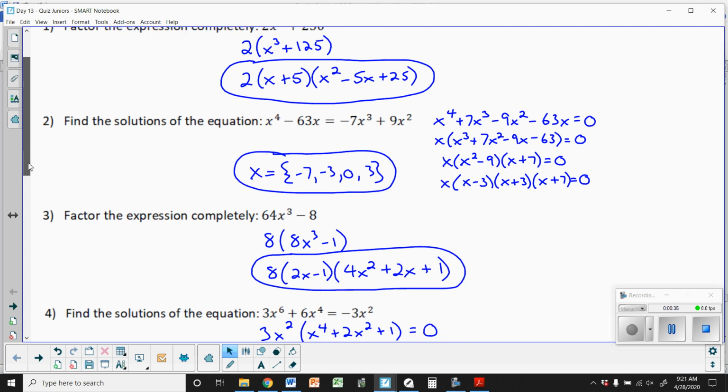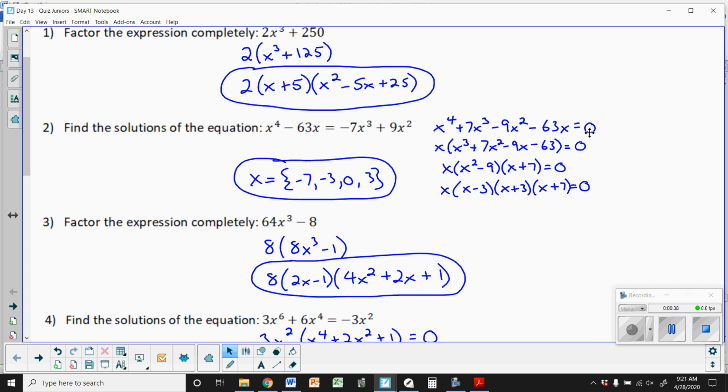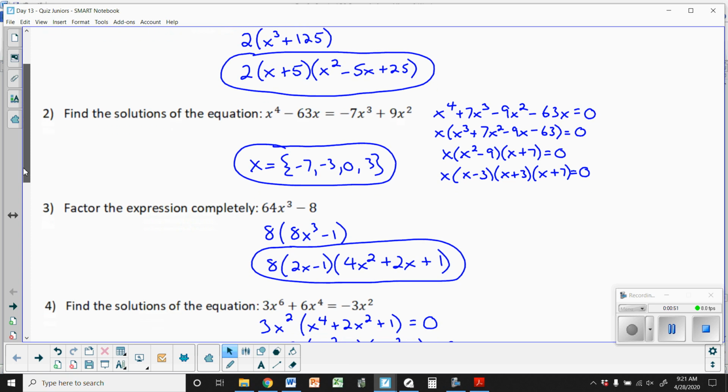In question number 2, we set it equal to 0. Four terms means that we're going to do left side, right side. Then I noticed that I had a difference of squares, so I could also factor that, and then solve for each of the zeros, or to get the solutions.